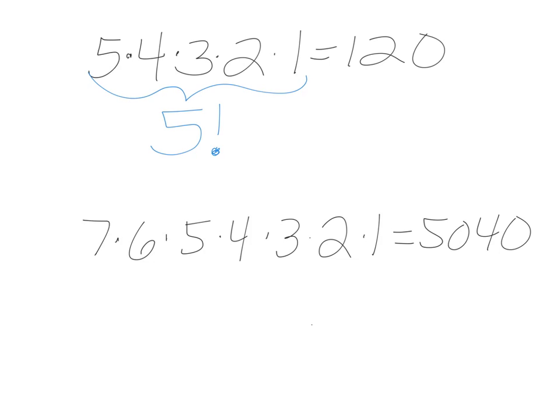So the other one that starts at 7 and goes down would be 7 factorial. It's a shortcut notation so that if we see that, we know we need to multiply by consecutive integers going down.